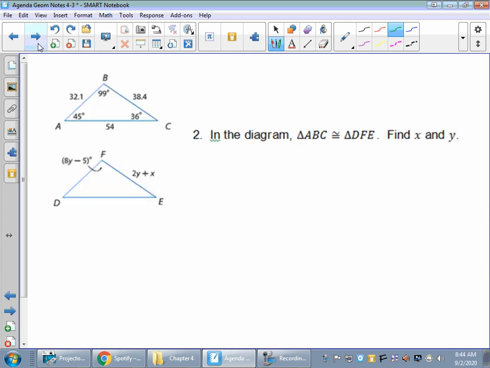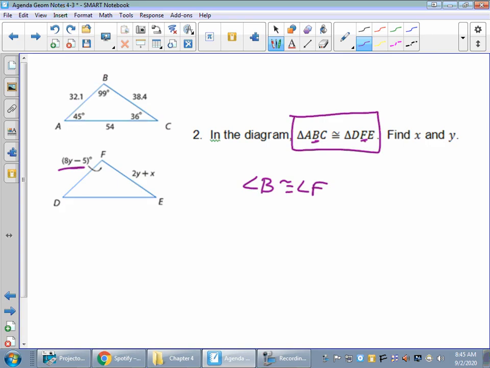Okay, a couple more. All right, in this diagram, we've got a triangle with a bunch of angle measures, and we want to find x and y in the second triangle. The key here is to look at this box right here, because it says that triangle ABC is congruent with triangle DEF. Because of that congruent statement, I know certain things. If I'm looking at y in angle F, I know that angle F is congruent to angle B because this triangle congruent statement says so.